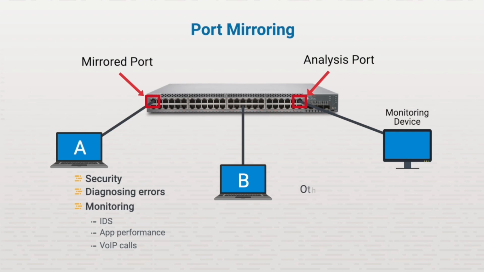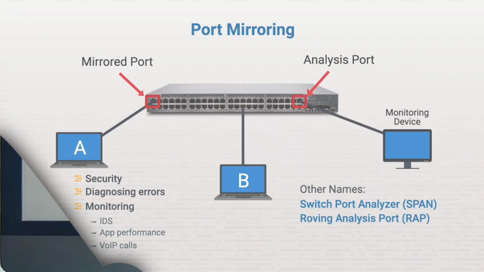Port mirroring has different names depending on the switch you have. For example, port mirroring on a Cisco switch is called Switch Port Analyzer, or SPAN. On 3Com networks, it's called Roving Analysis Port, or RAP.